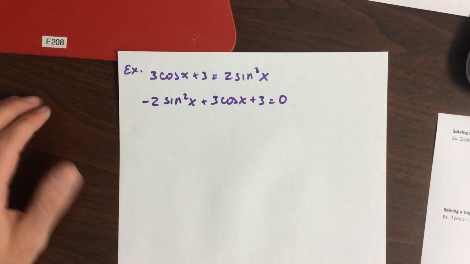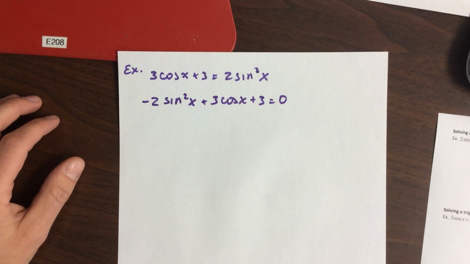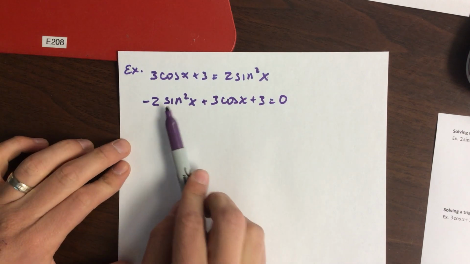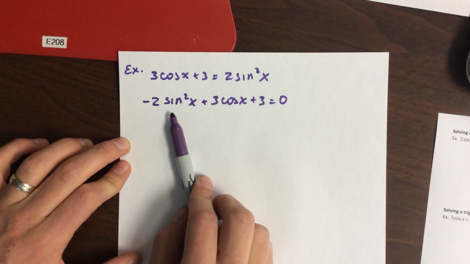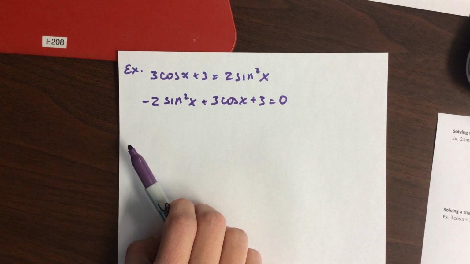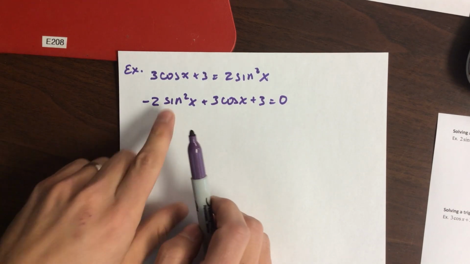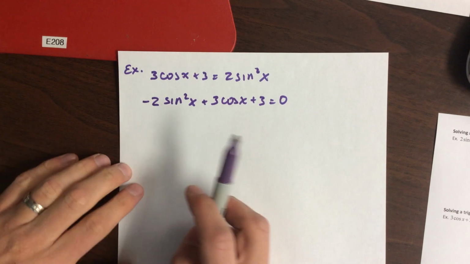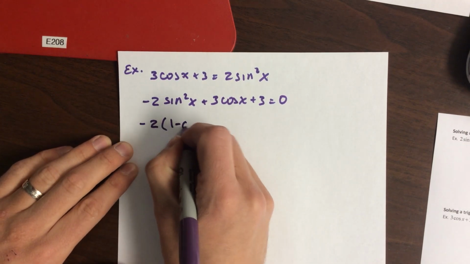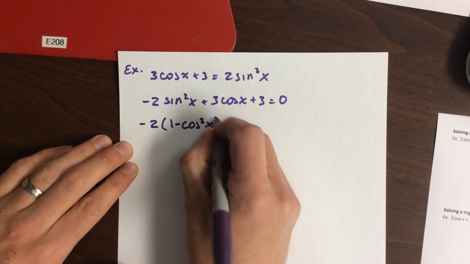Can we factor? No. Why can we not factor? One's cosine, one's sine. If only we could get it all to be the same kind of function. Hey! Trig identities! Sine squared is 1 minus cosine squared. So I'm going to substitute that in. That's 1 minus cosine squared.